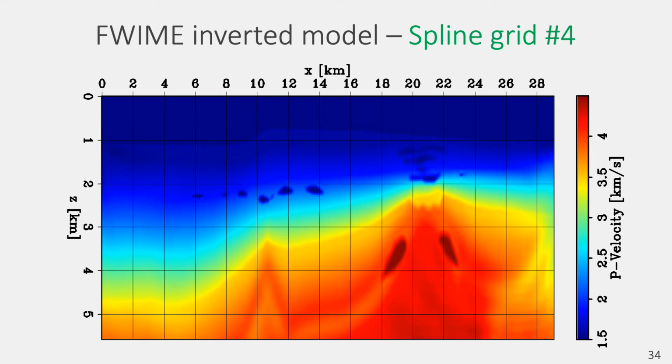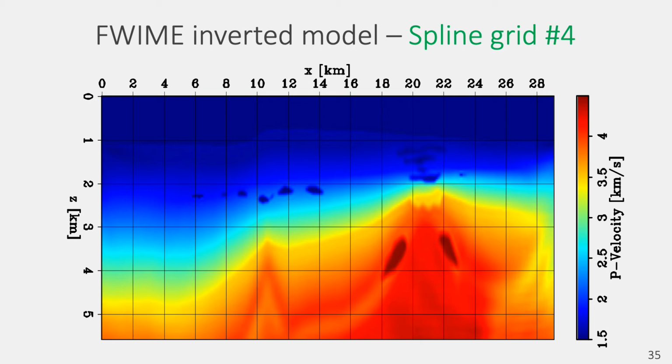And this is the final FWIME inverted model after 125 nonlinear iterations on the last spline grid, which coincides with the finite difference grid. And the recovered solution is excellent. Again, here we conducted this optimization problem until completion for the sake of this numerical example. For 3D field data applications, we would have probably stopped at the end of spline 1 or spline 2 and used the inverted model as an initial guess for FWI.